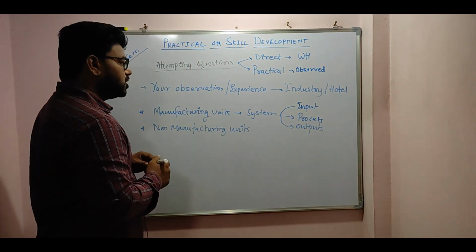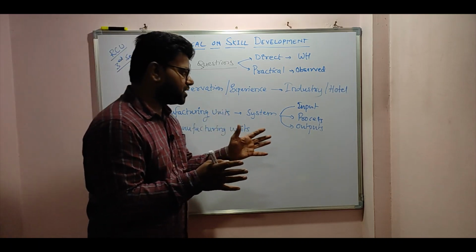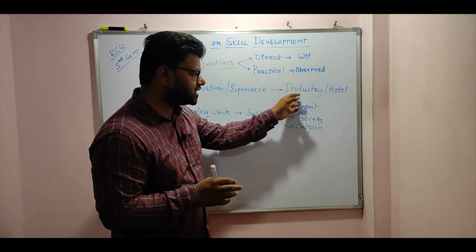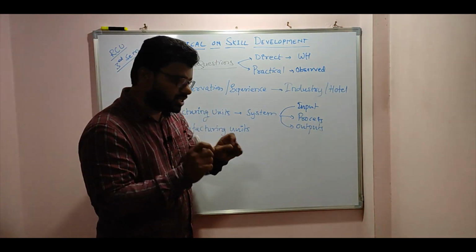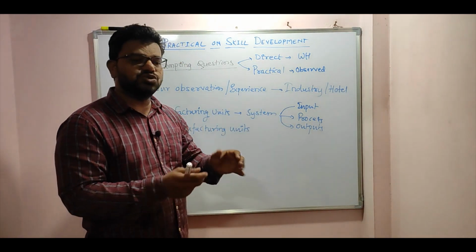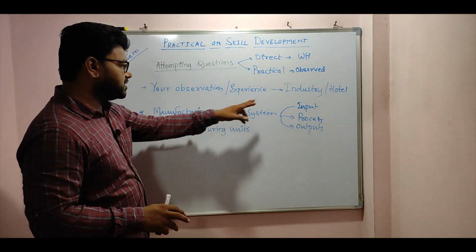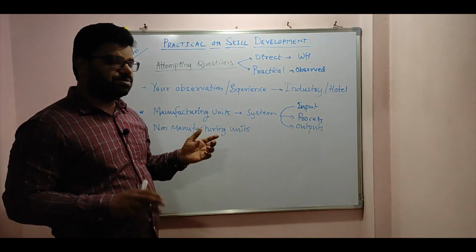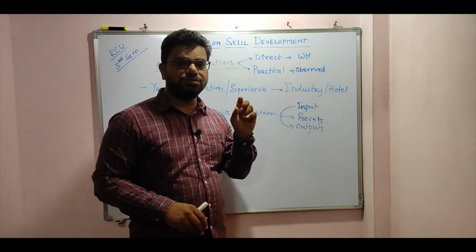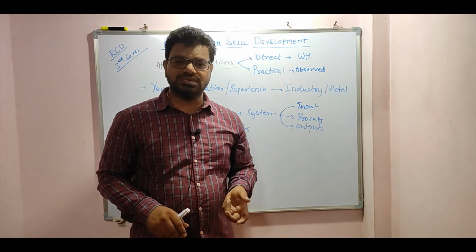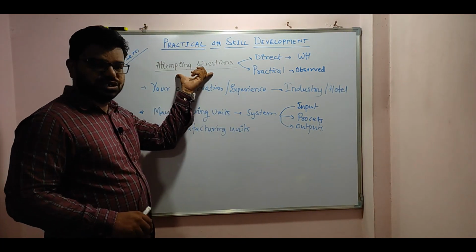Please understand, whatever questions are asked, you have to classify whether it is an industry, a manufacturing unit. If it is a manufacturing unit, your answer has to be classified into these three, so that you can write for 10 marks. And if it is an industry which is a non-manufacturing unit, you have to write only for input and output and not for process, because there is nothing called process there. This thing you should understand while attempting questions.